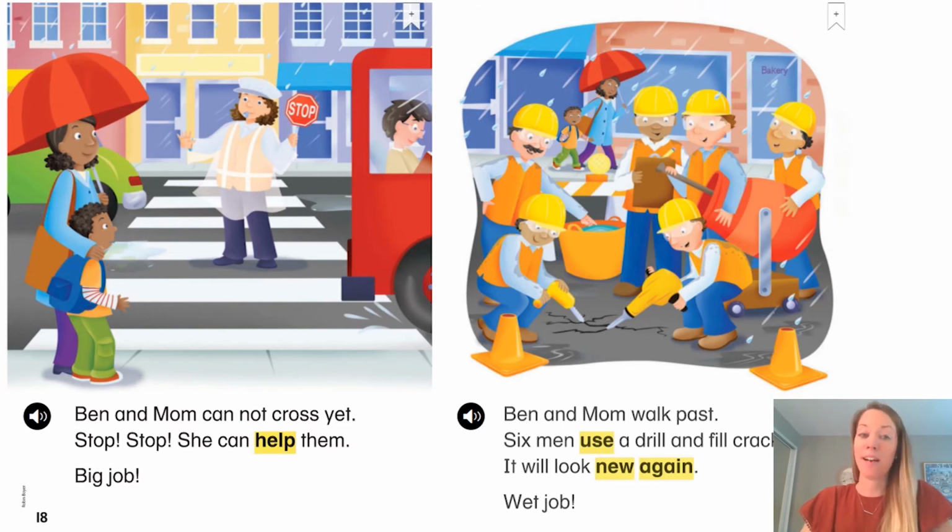Ben and Mom cannot cross yet. Stop, stop. She can help them.